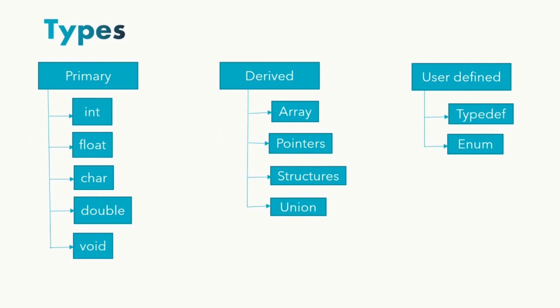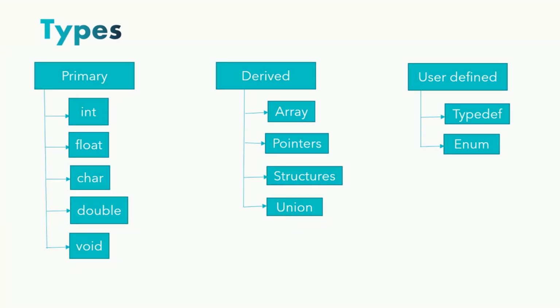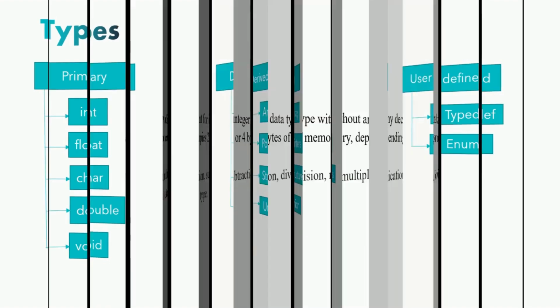Next comes the types. There are three major categories: primary, derived and user defined. There are 5 primary ones and those which are derived from the primary are called derived data types, and the user-defined data types are the ones which allow the users to define a variable representing an existing data type. Let's look more on the derived and user-defined data types in the upcoming videos. This video covers the primary ones.